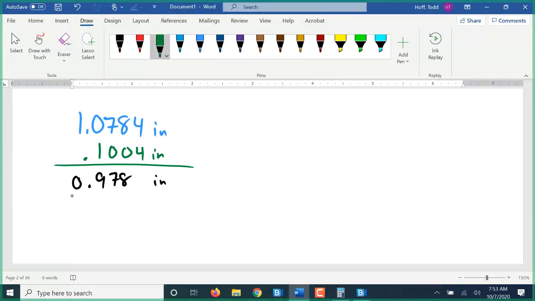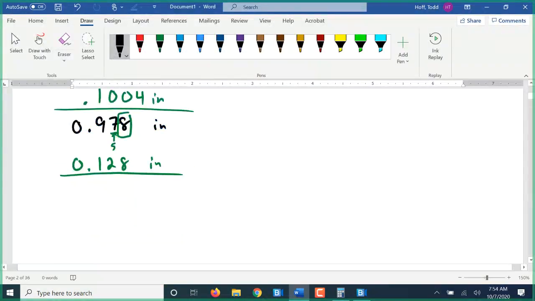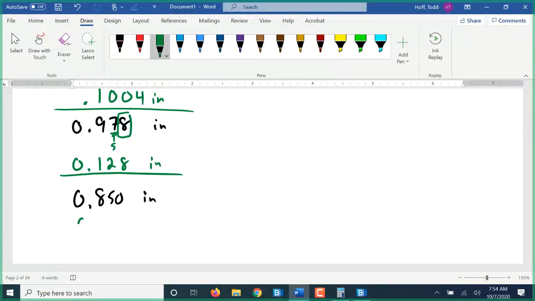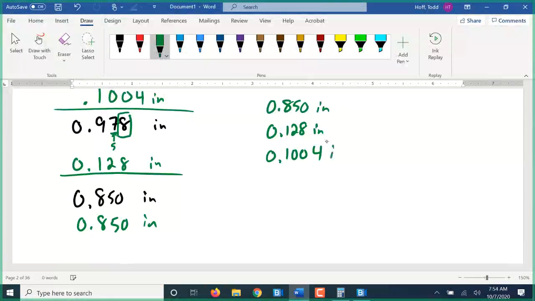The next block is going to have to have an 8 in the end, but it's a 7 here. So we need to both get rid of the 8 and bring this 7 down to a 5. That'll be the 0.128 inch block that we'll use for that. That's going to bring us down to 0.850. And there actually is a block that is 0.850. So those are the blocks we're going to use, the 850, the 128, and the 100.4, or 104/10.